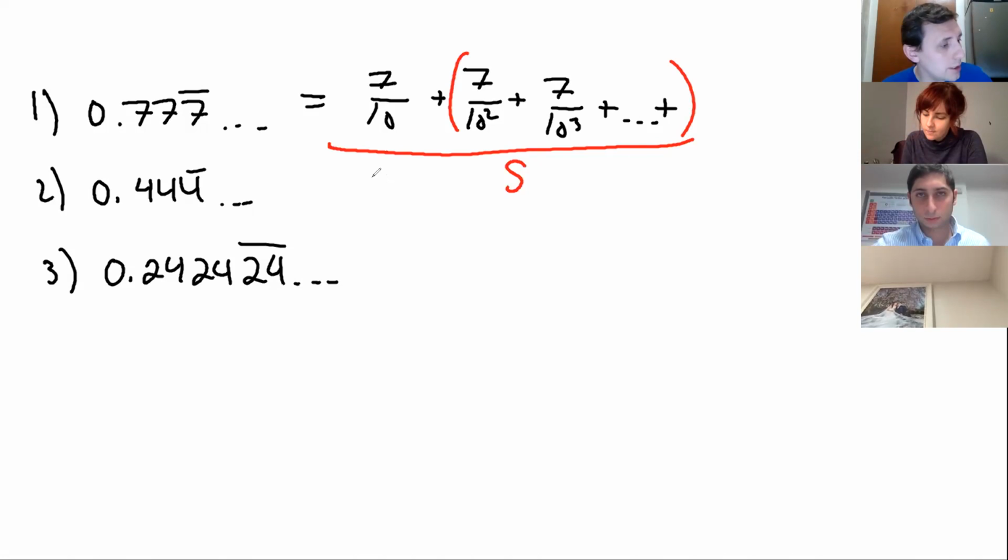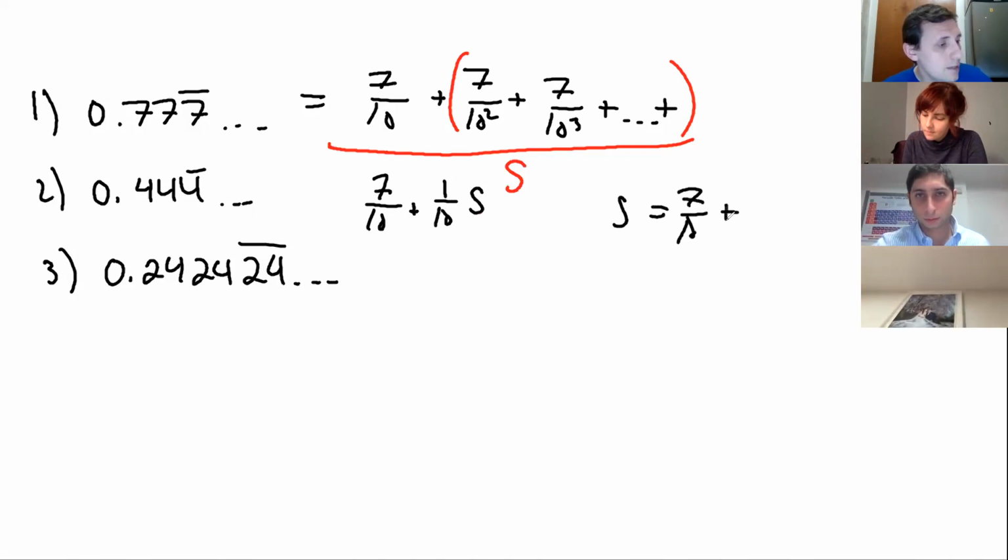Factoring 1 over 10, I get 7 over 10 plus 1 over 10. Why do I factor out? Because then what's in the parentheses now becomes S. So I have that S equals 7 over 10 plus 1 over 10 S. Good? And that makes S equal to 7 over 9.